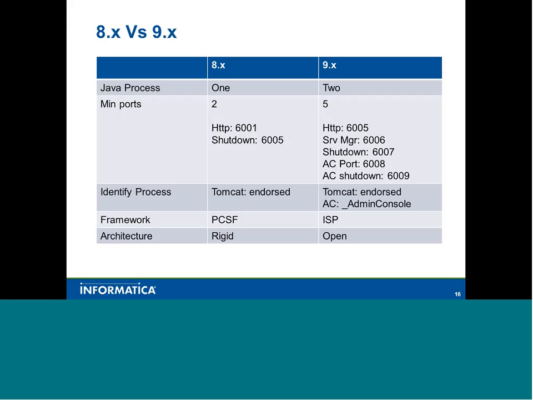Now, how do we identify the process itself, right? You can do a grep on endorsed for 8.x. In 9.x, you would see 2 Java processes. To differentiate, one will have the word endorsed, and the other will say _admin console. So if you look for it, you would be able to differentiate, and the admin console's parent process ID will be the Tomcat process ID, and the Tomcat process's parent ID will always be 1. So that is another way to figure out which process is the parent process.